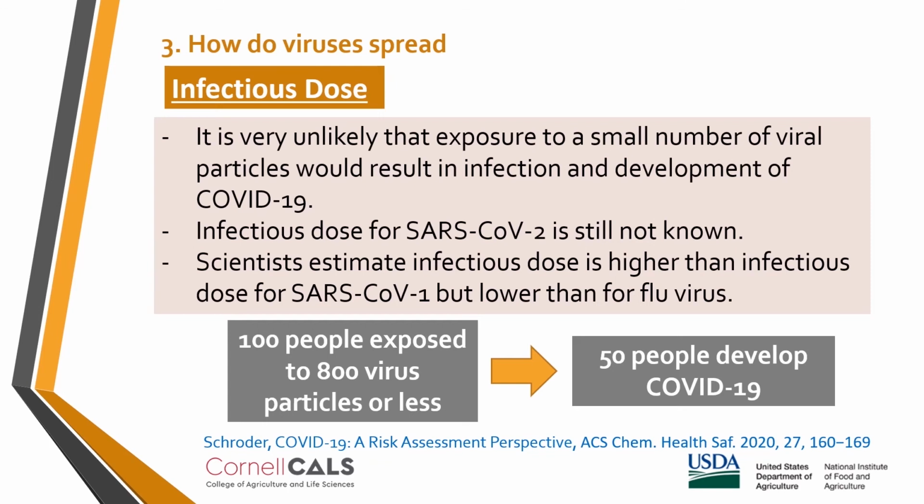Currently, we still don't have scientific data on infectious dose for this virus, only estimations. Estimations are that the dose is somewhere between SARS-CoV-1 virus and flu virus. One study is reporting that up to 800 virus particles are needed to have half of the exposed people develop COVID-19.